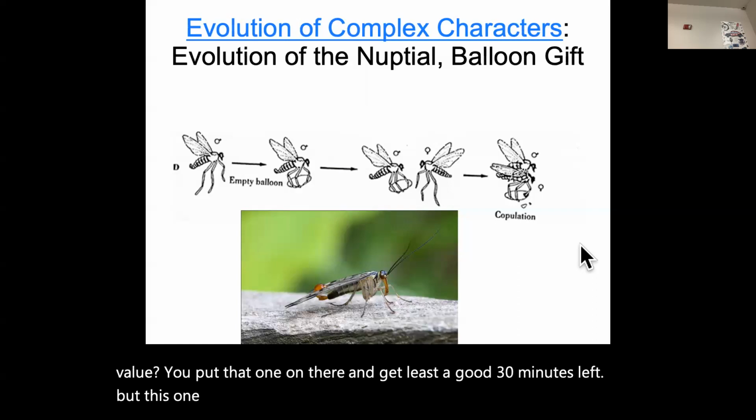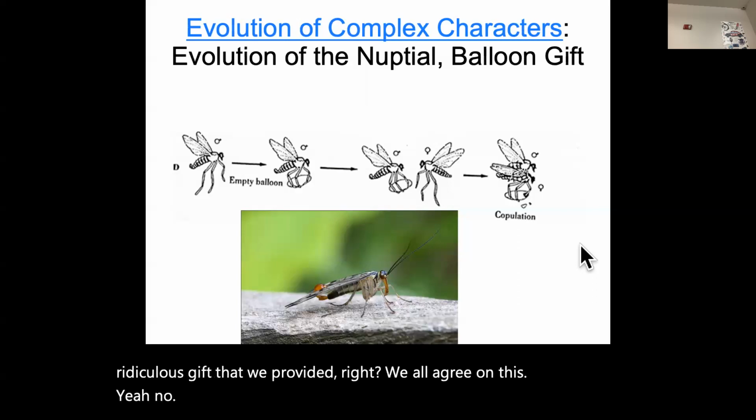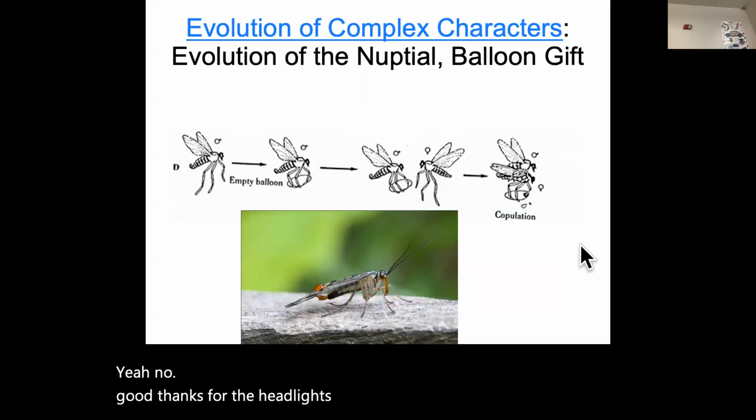And then we provide it. We provide it. Now, that is a ridiculous gift that we provide, right? We all agree on this? Yeah, yeah, true. Good. Thank you for the head nods, whether you agree with it or not. I do appreciate it. Scorpion flies have us beat.